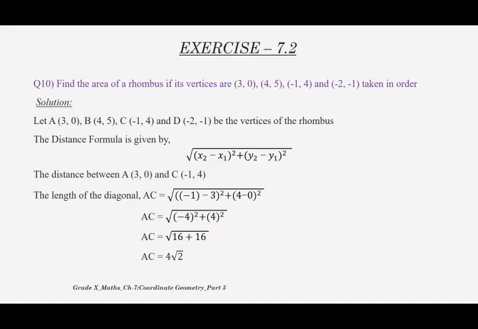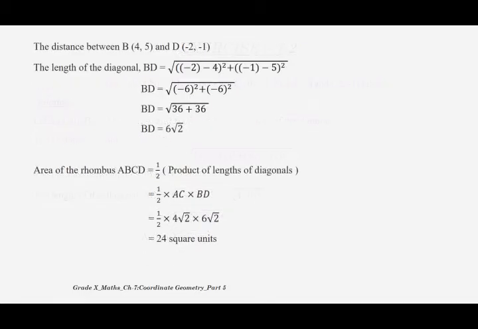So first we find the length of the diagonal AC, substituting A and C for x1, y1 and x2, y2, we get AC as 4 root 2. Similarly, we find the length of the diagonal BD equal to 6 root 2. Now, the area of the rhombus ABCD is half the product of the lengths of the diagonals, that is half AC into BD. So, 4 root 2 into 6 root 2, solving we get 24 square units.